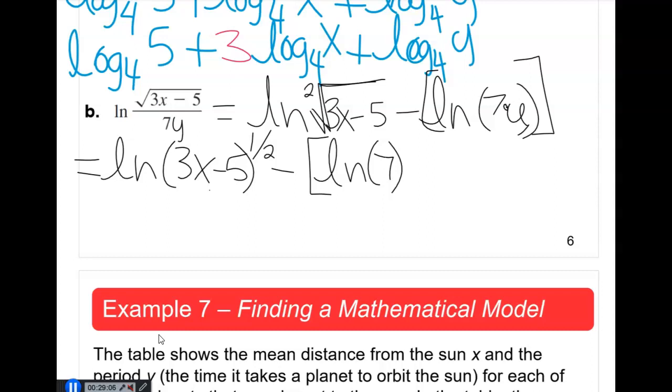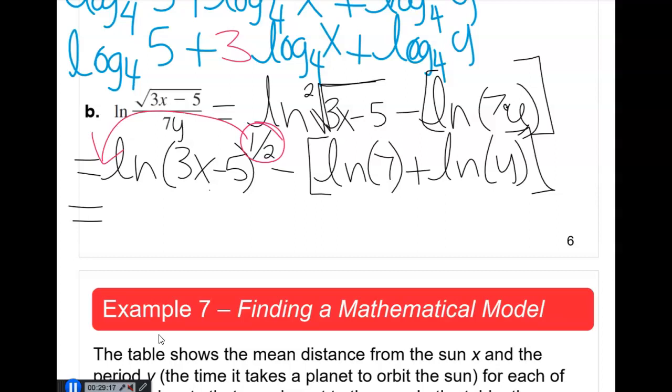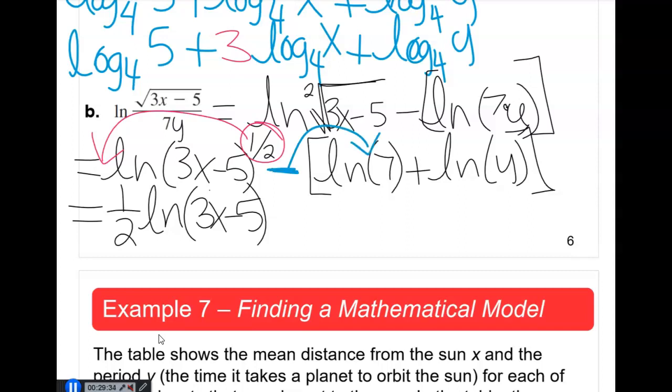So ln of 7 plus ln of y. But before I do that, let's go ahead and use the power property here. So we will have 1/2 times natural log of 3x minus 5. And now what I need to do is distribute this negative sign to everything inside the bracket. So it will be negative ln of 7, and then again negative times ln of y, so negative ln of y.